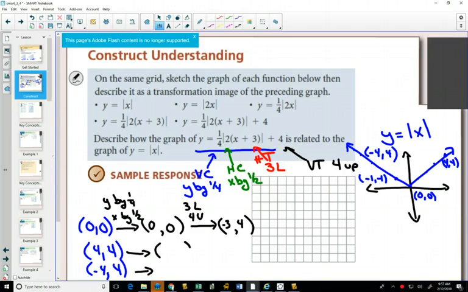Well, y value by 1/4 will be 1. X value by 1/2, that'll be 2. Same thing here, but it'll be -2, 1. And then we need to go 3 to the left. So this will be at -1. This one will be at -5. And 4 up. Those will be at 5.